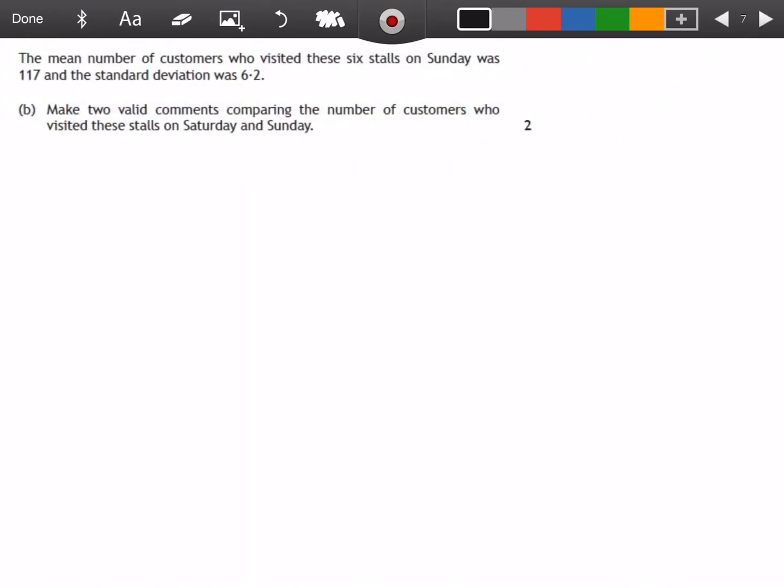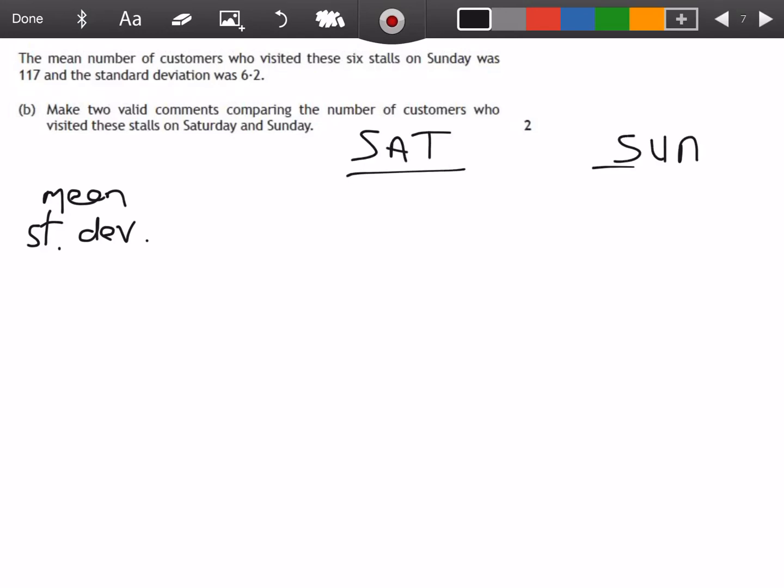Right, part B. The mean number of customers on Sunday was 117 and the standard deviation was 6.2. Now we have to compare them. First thing I'm going to do is write down the numbers. So we've got the mean and the standard deviation. In part A it was Saturday's numbers. In part B these are the values for Sunday. So on Sunday the mean is 117 and the standard deviation is 6.2.